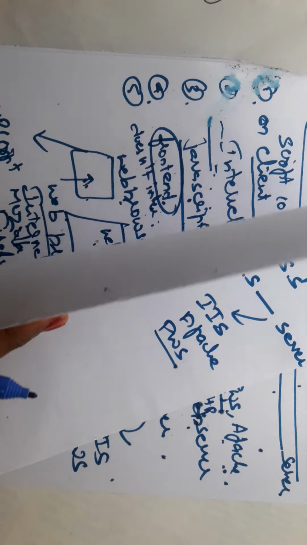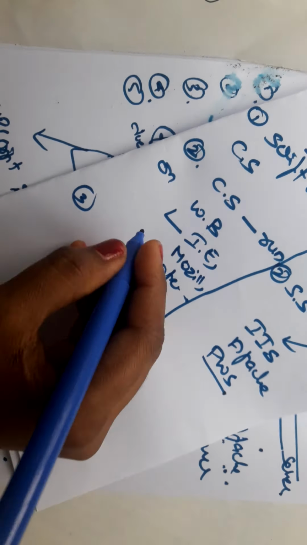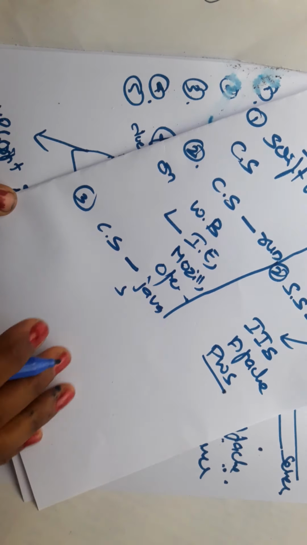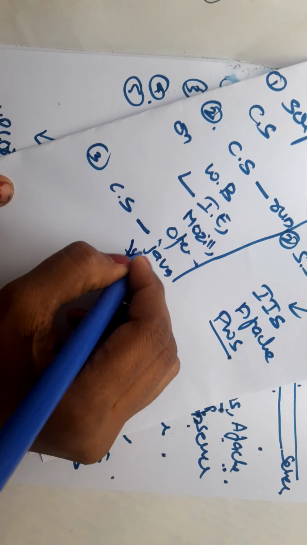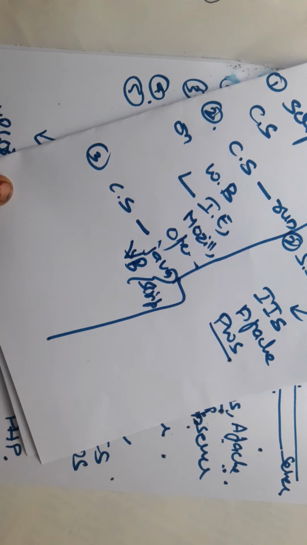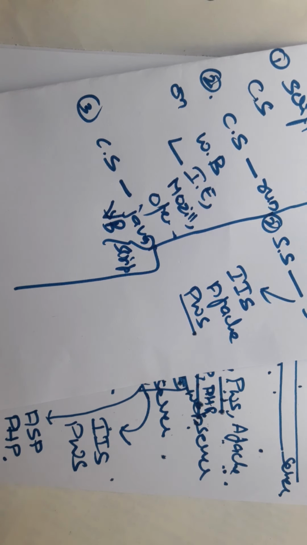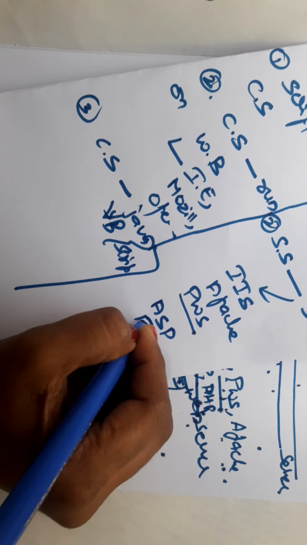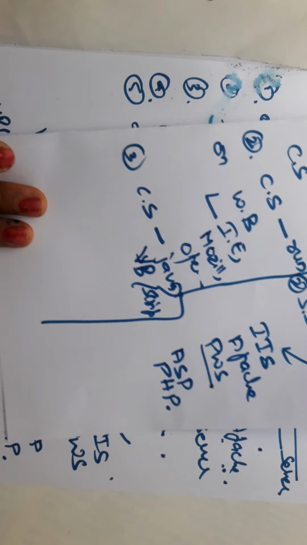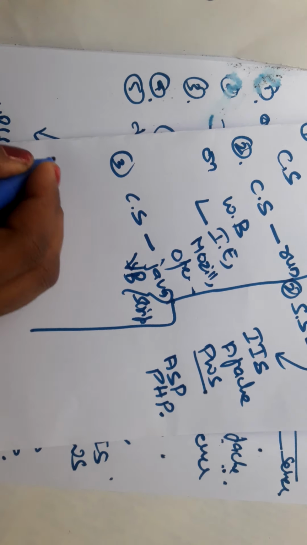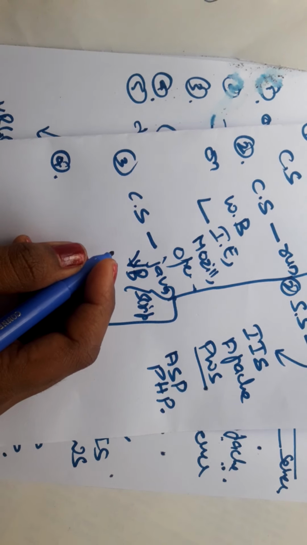Next, client side scripting languages are JavaScript and VB script. Server side scripting languages are ASP and PHP. Client side scripting languages are JavaScript and VB script. Server side are ASP and PHP.